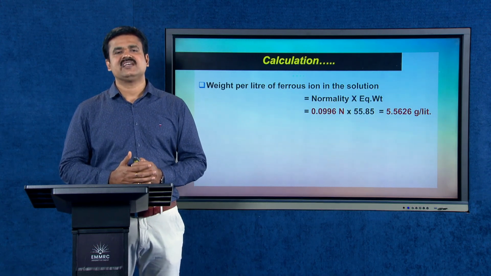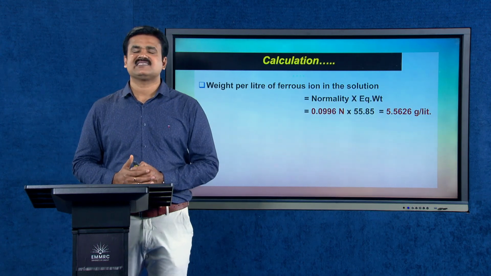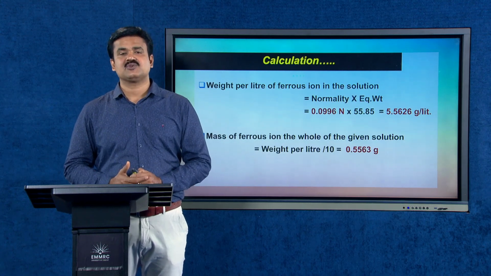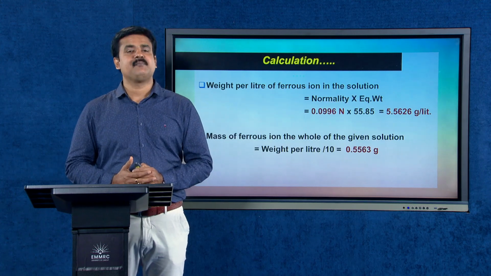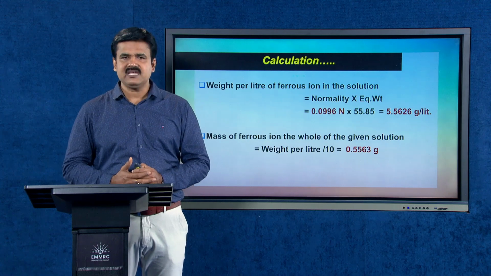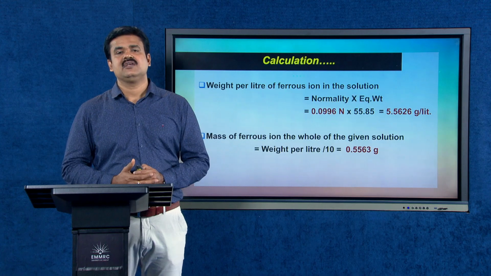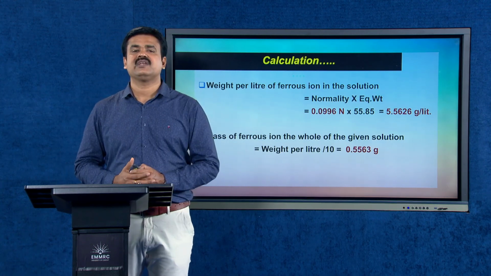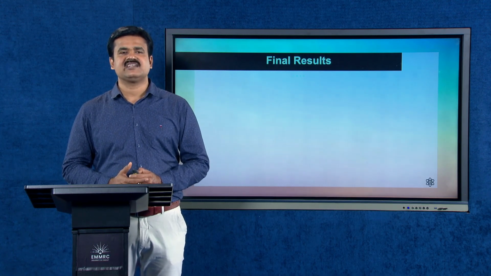On multiplication, you will get a weight per liter of the ferrous ion solution, that is equal to 5.5626 gram per liter. Now, mass of ferrous iron in the whole of the given solution can be calculated by using this equation, weight per liter divided by 10. The number 10 is because of the fact that previously you made up the given solution to 100 ml. That's why to get the weight of ferrous ion in the whole of the given solution, you have to divide weight per liter by 10 and you will get a value of 0.5563 gram.